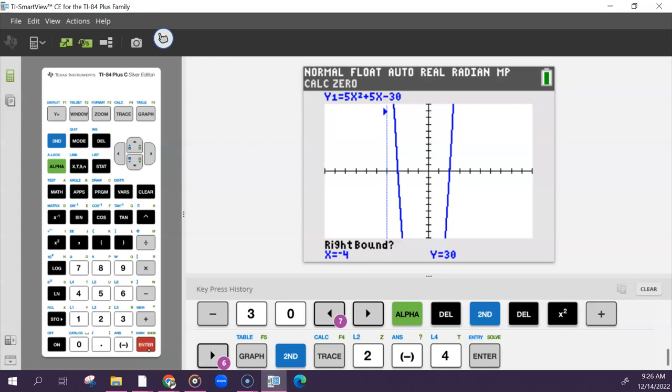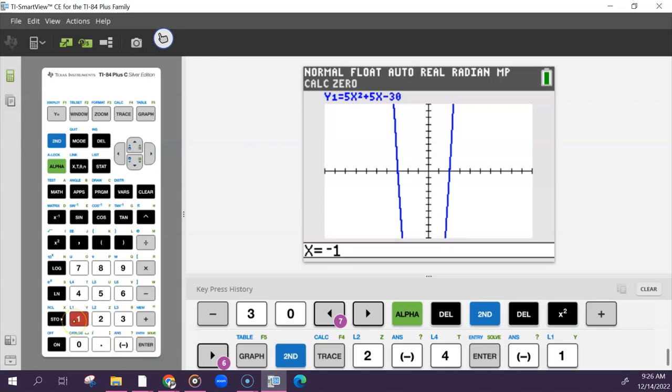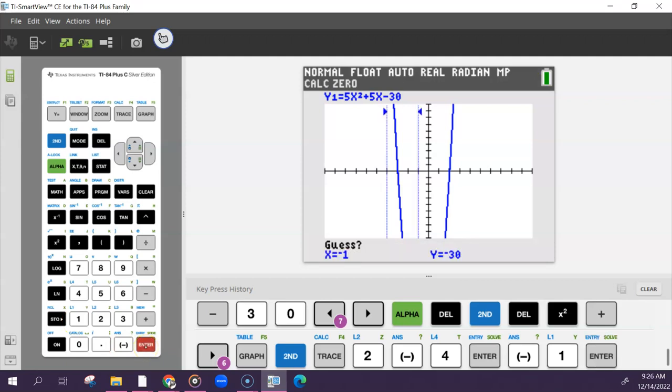Now we need a right bound, so something to the right of this, but that can't go past your other one. So somewhere in here, doesn't matter which one, negative 2, negative 1, 0, 1, any of those work. Let's say I choose negative 1. Type that in. I hit enter. Now it's looking between those two bars to try to figure out what is your x-intercept. It'll say guess, but we don't want to do that. We want the calculator to do the work, so we would hit enter again. And it would tell us our 0. Negative 3, 0.